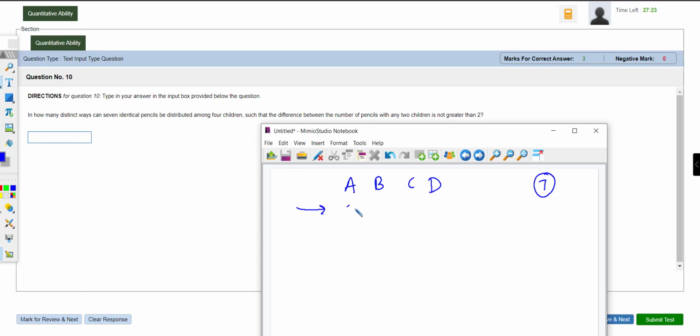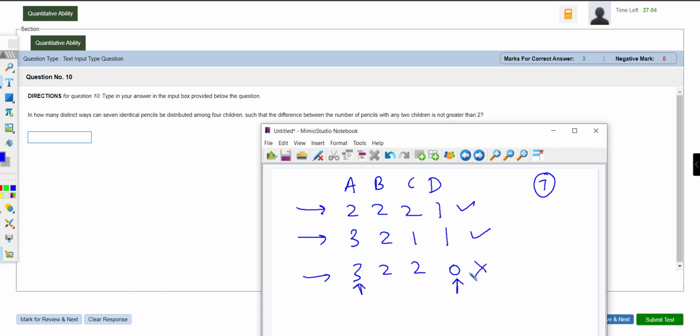Okay, so the first possibility is 2 2 2 1. This is valid. The second possibility is 3 2 1 1. 3 plus 2 plus 1 plus 1 is 7. This is also valid. Then 3 2 2 0. This is not valid because the difference between these is 3. We don't want the difference to be 3. So I think these are the only 2 cases which are valid.